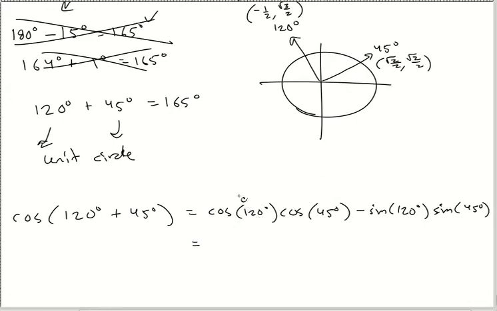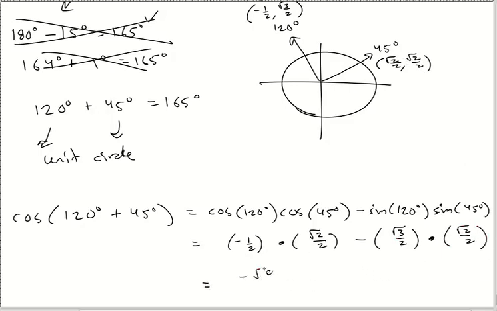Do I know all of these values individually? Yes, I do. Remember that the cosines are x's and the sines are y. So the x value at 120, notice the x value right there, negative 1/2. Let me try to write it out a little bit clearer. The x value at 45 degrees, square root 2 over 2, minus sign. The y value at 120, square root 3 over 2. And then the y value at 45 degrees, square root 2 over 2.